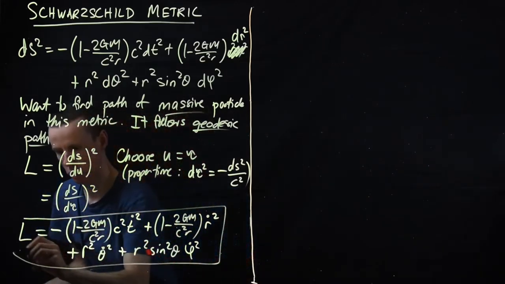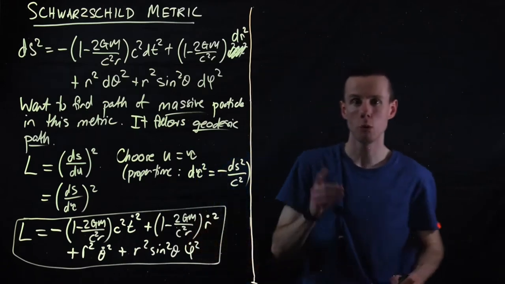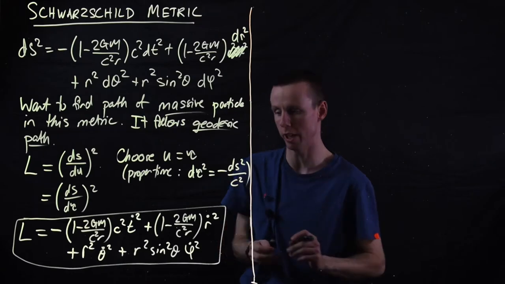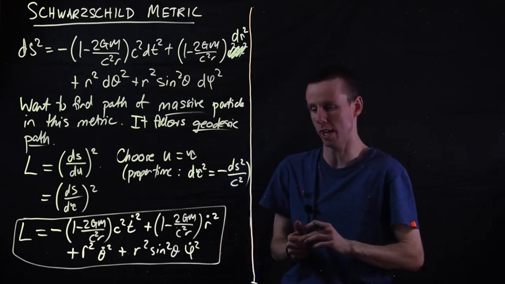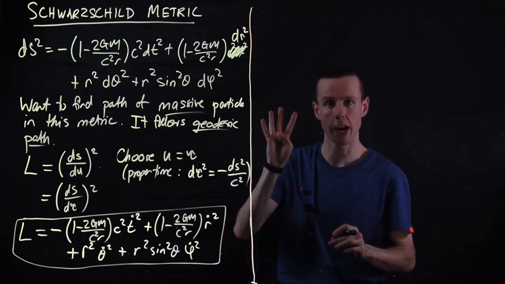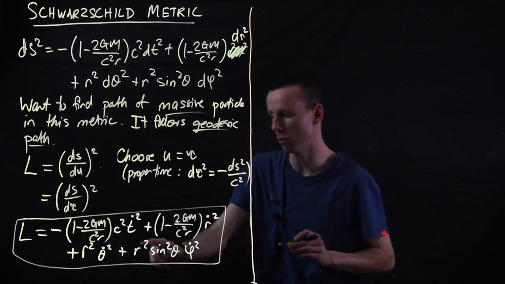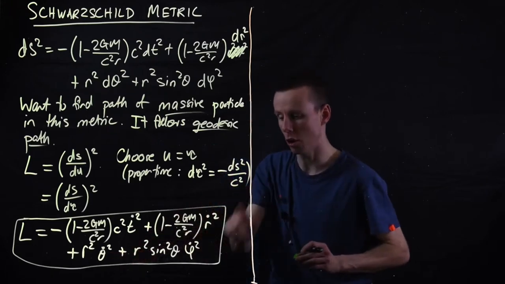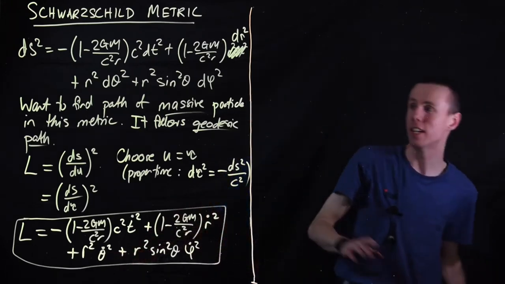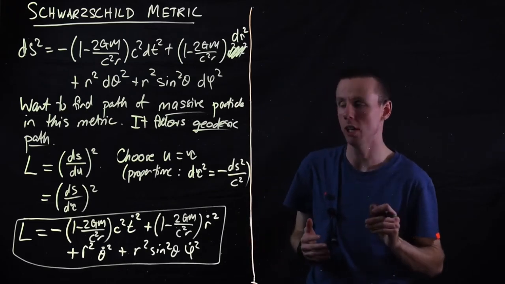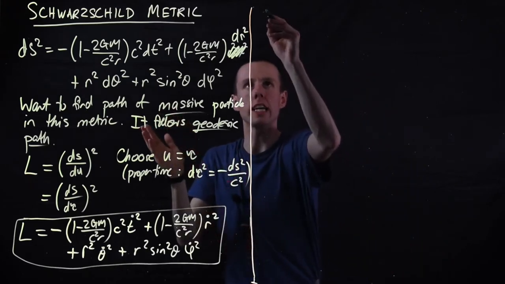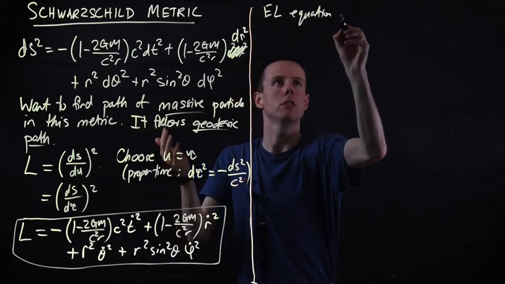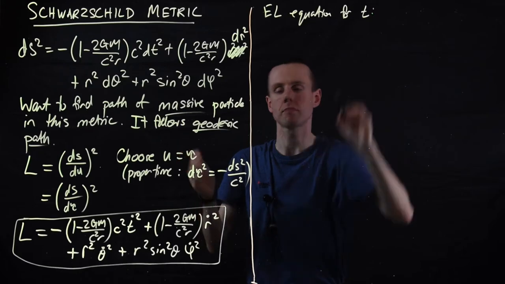So how do we find the geodesics from the Lagrangian? We use the Euler-Lagrange equations, which you should memorize. There are 4 of them, one for each coordinate: an Euler-Lagrange equation for t, one for r, one for theta, and one for phi. Let's look at each of them in turn, and let's just do t first of all. So I'll say EL, the Euler-Lagrange equation for t.